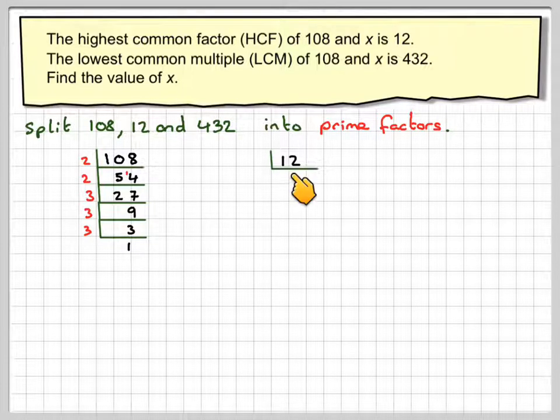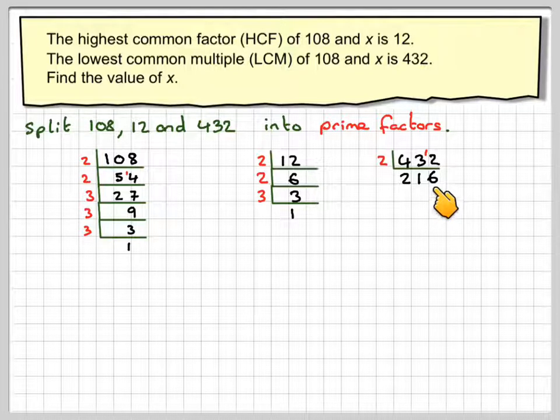Then 12: 2 goes into that 6 times, 2 goes into 6 3 times, and then 3 goes into 3 1 time. Finally, 432: 2 goes into 432 216 times, and then 2 goes into 216 108 times. So we'll stop there because we've got to the same as this. So it's going to be 2 times 2 plus all of these. Right, we can just stop there.